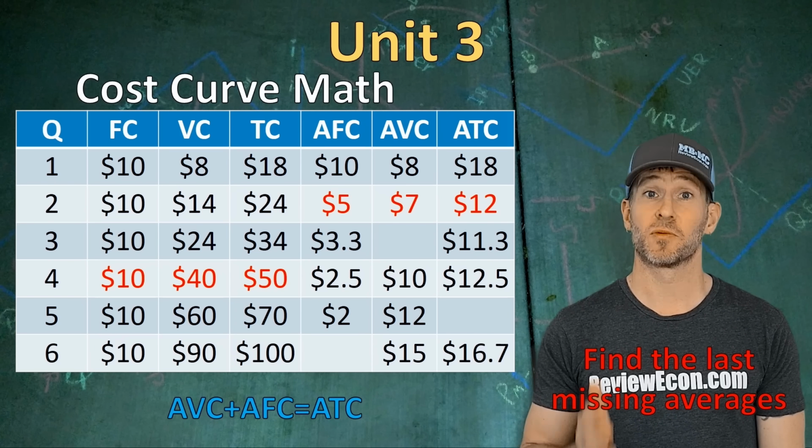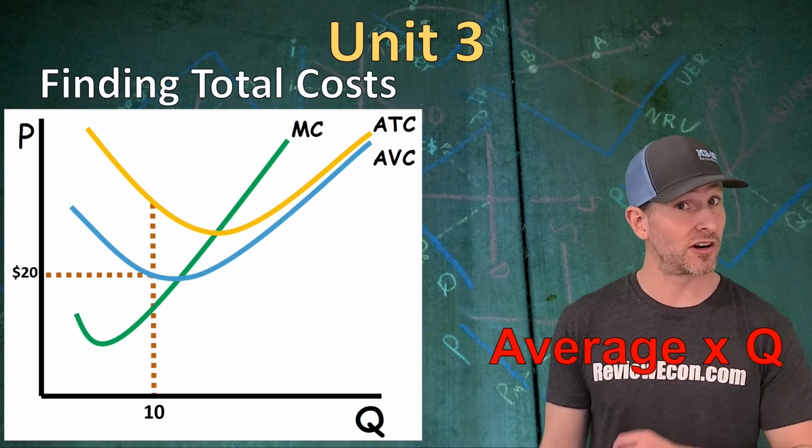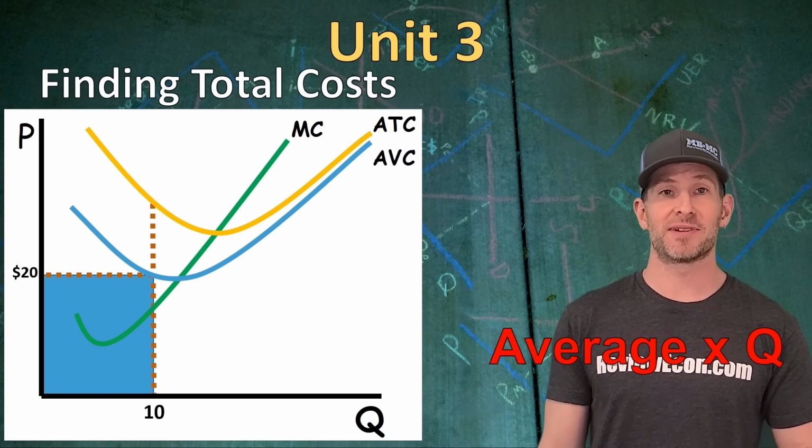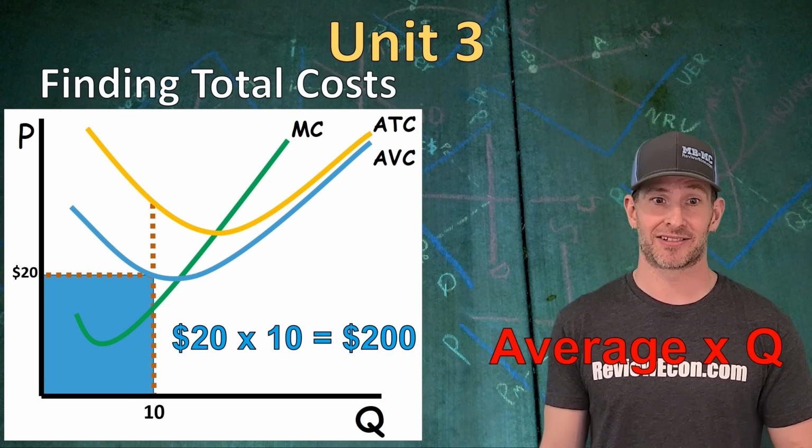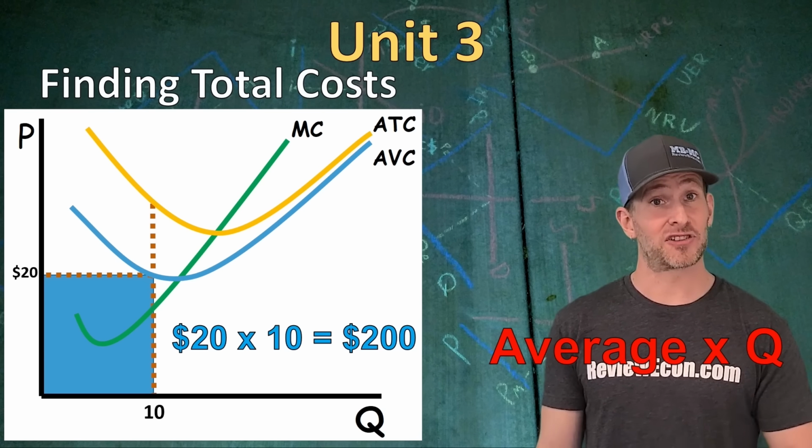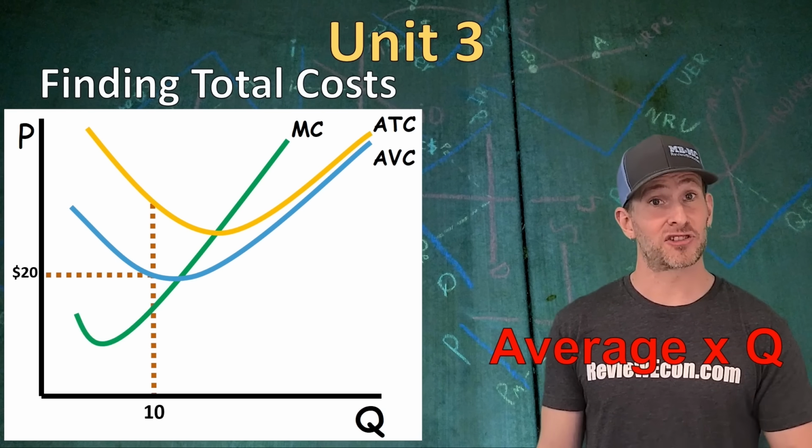Now, finding those same total costs on a graph and calculating them out, you can take the average times the quantity to always get the total. Let's say we have 10 units of output here and our average variable cost here is $20. What's our total variable cost? Multiply them together and that's $200. At 10 units of output, our average total cost is $30. Multiply that by the quantity and we have our total cost being $300 at 10 units of output.